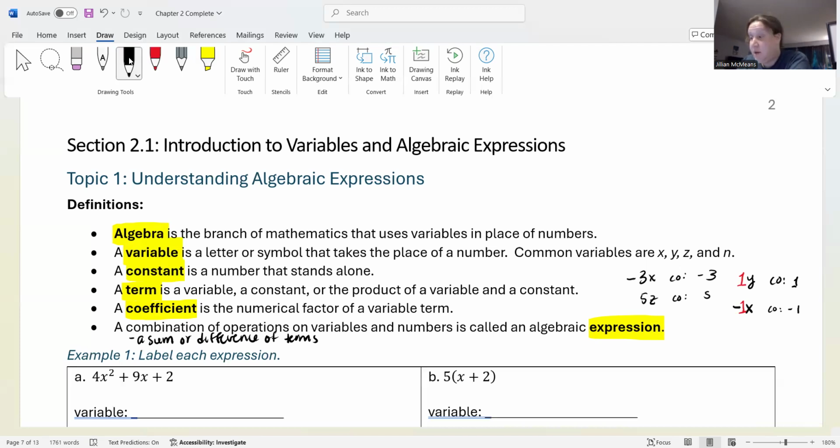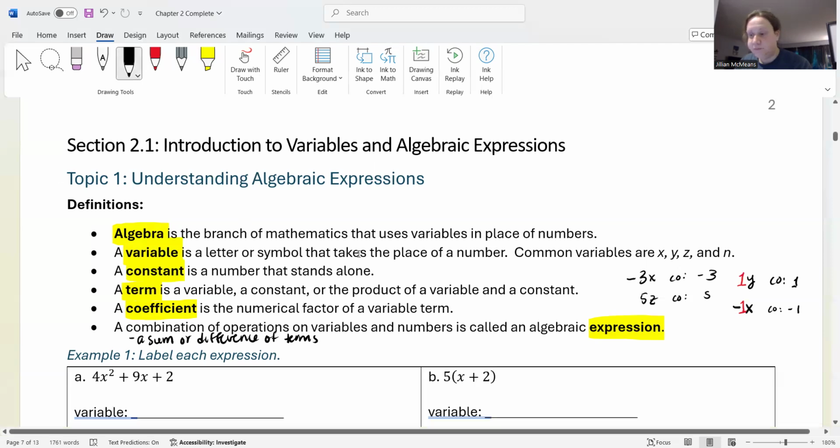Notice at this point, we don't have an equal sign or anything. We just have addition and subtraction of these terms, okay? So those are your algebraic expressions. Don't get too bent out of shape about memorizing these definitions. The goal is to understand what's going on and to understand these different pieces of an algebraic expression. So let's look at example 1.